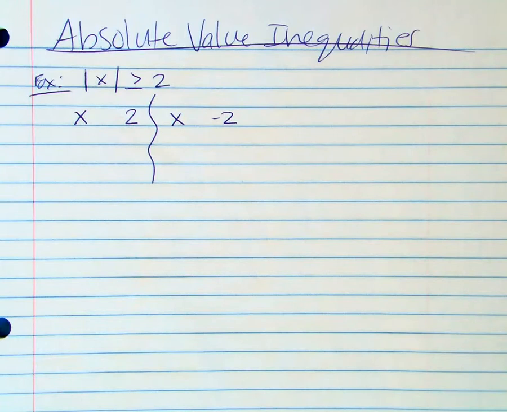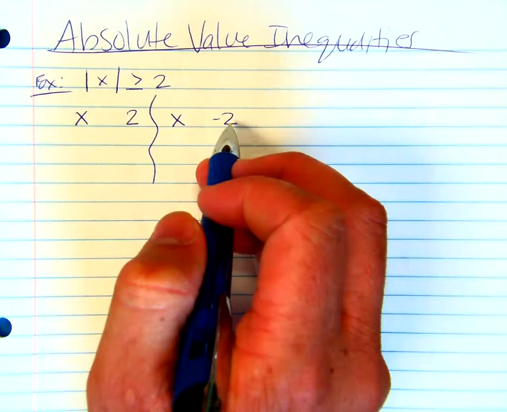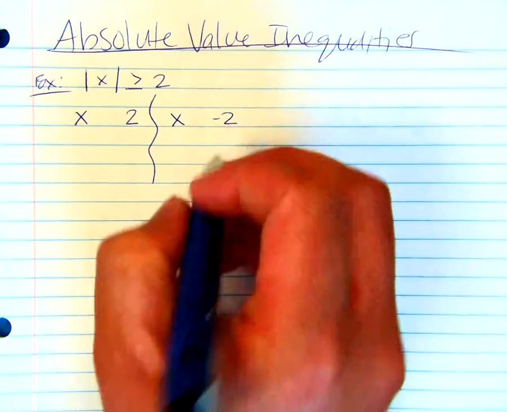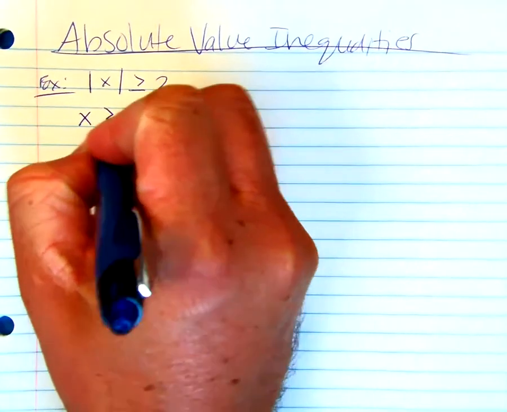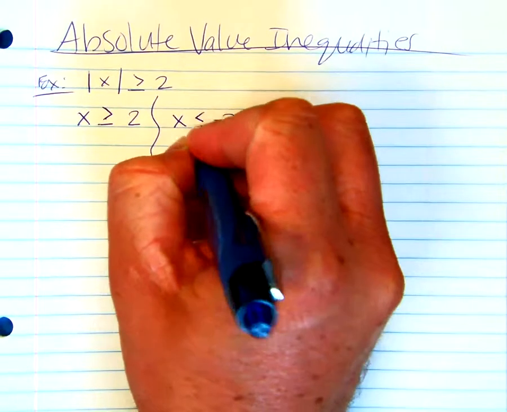But when this 2 becomes negative, we're going to flip it around. So this one will still be greater than or equal to. This will now have to be less than or equal to.